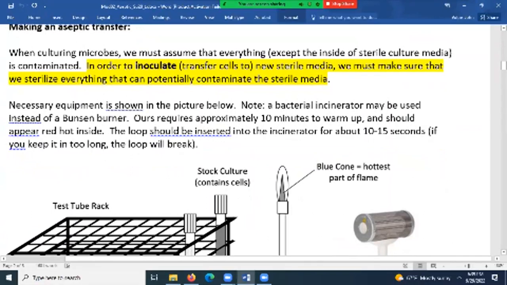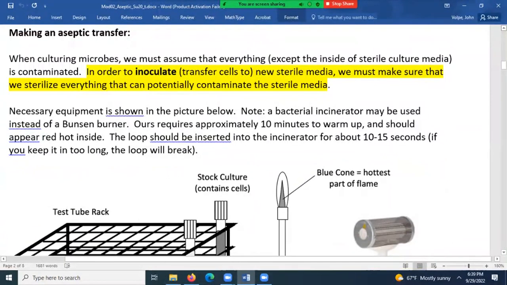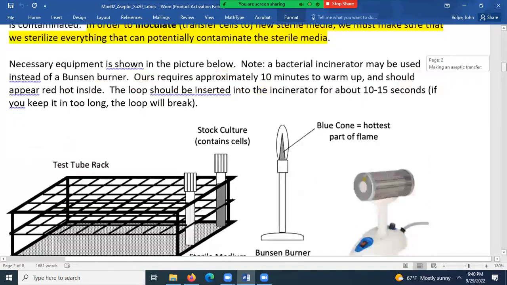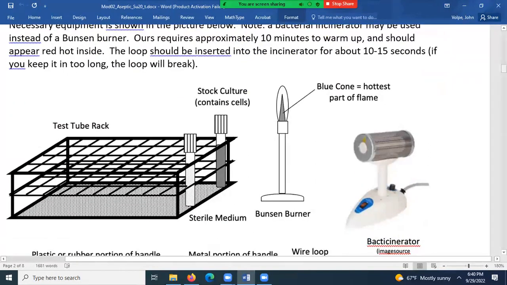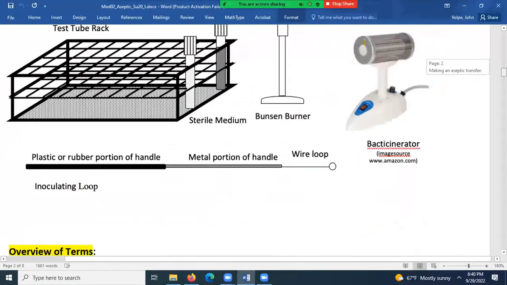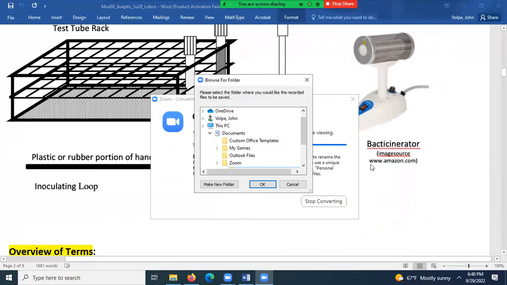Making aseptic transfer. In order to inoculate, to transfer cells into a new sterile media, we must make sure that we sterilize everything that can potentially contaminate the sterile media, meaning the media and the tube that you're given in a microbiology lab will be sterilized for you. Usually they will be sterilized in the autoclave. And then when you're working, you're going to use tools to sterilize your tools that you're working with. Like you'll be working with a loop.